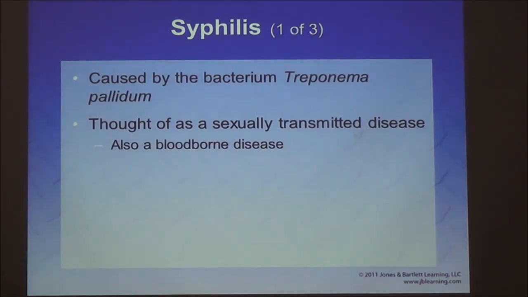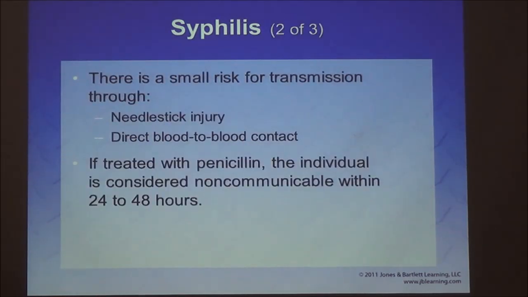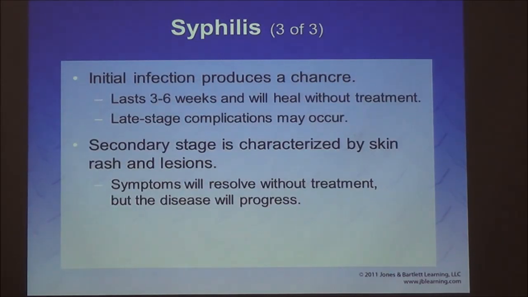Other types of diseases we find, syphilis. This is a sexually transmitted disease, a bloodborne disease. It has neurologic complications. Usually, once given penicillin, the individual is considered non-communicable and easily managed. Before antibiotics, and if left untreated, this can have progressive stages to it that can lead to neurologic deficits, seizures, and death.